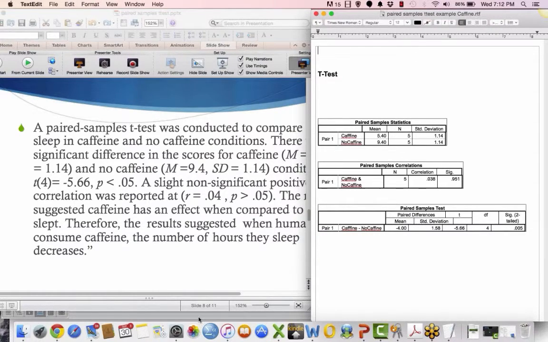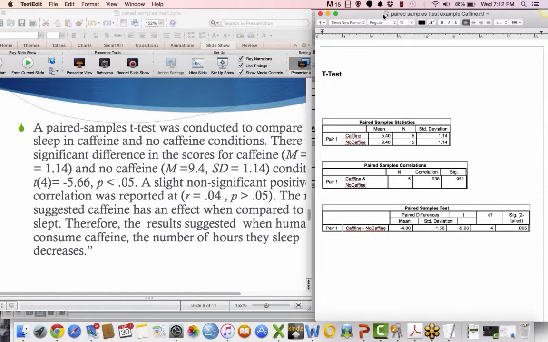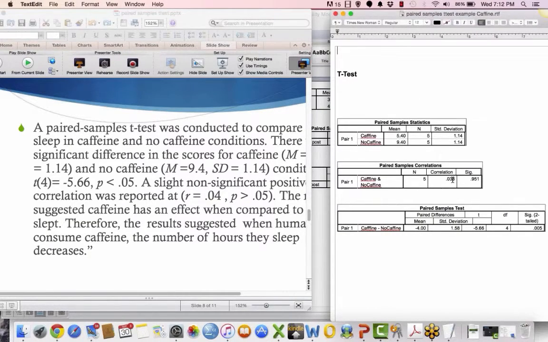So in retrospect, you now have a slight correlation, and it's rounded up here to 0.04. Because in this one, you'd either put 0.038 or 0.04. And then you see how the significance here is above 0.05, it's 0.951. Now it's going to be p is greater than 0.05, because this number right here is greater than 0.05.